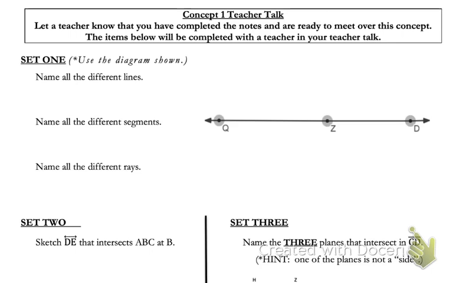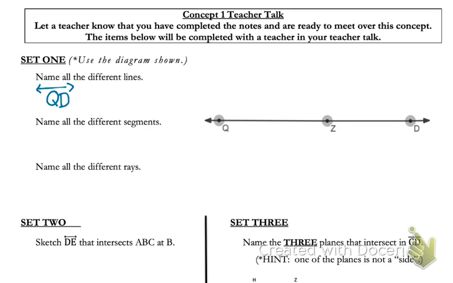In Set 1, we will be using the diagram to the right. And we're going to be doing three things. We're going to be naming all the different lines, all the different segments, and all the different rays. When doing this first problem, you could have multiple answers. So it states to name all the different lines. The name I decided to pick was line QD.